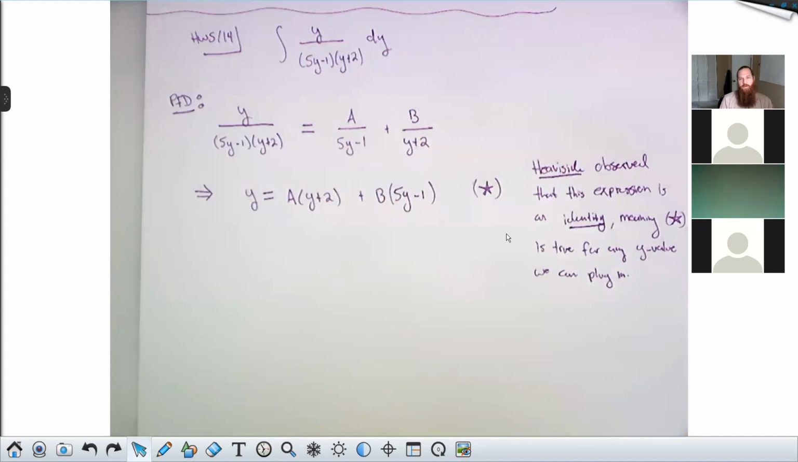So Heaviside's observation becomes useful when you realize I can plug in values for y here and still get a true statement. Why is that so useful? Well, because imagine I plug in -2 for y. Okay, this would be a -2. This would be 0, because -2 plus 2 is 0. And this would be b times some number. Then I would get -2 equals some number times b. I can solve that for b immediately. So I get to skip that whole process of setting up a linear system and row reducing. You can skip all of that.